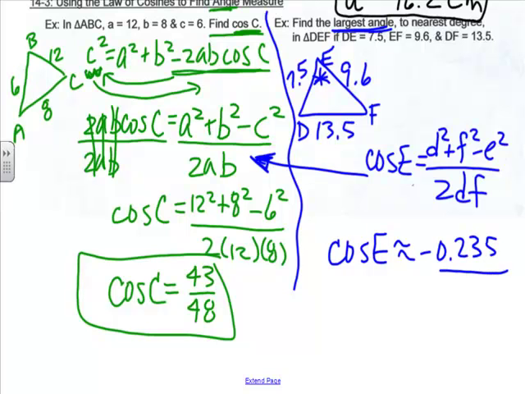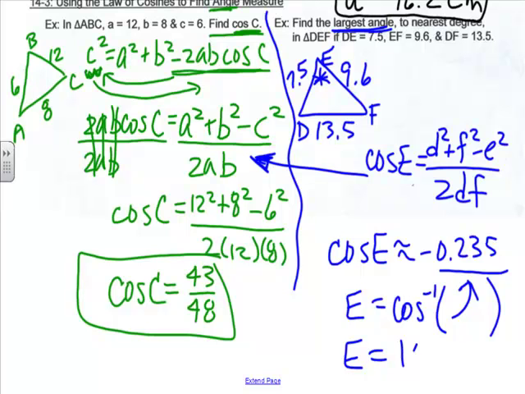Once again, don't round too soon. I would probably keep the whole thing on my calculator. And then E is going to be equal to the cos inverse of that value. And then your calculator will second cos that, and out comes, rounding to the nearest degree, 104. But I would suggest you do this one to make sure that you get what's going on here.